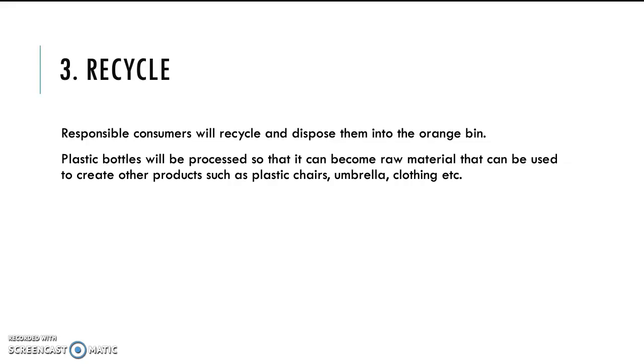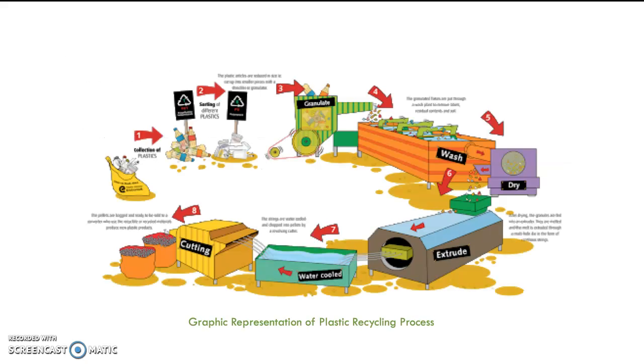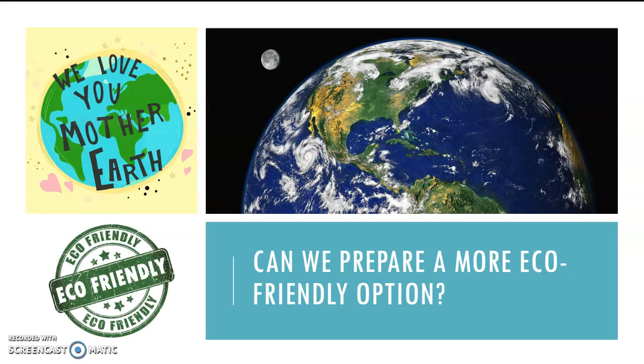So the third one, it will be recycled. Responsible consumers will recycle and dispose of them into the orange bin. Plastic bottles will be processed so that they can become raw material that can be used to create other products such as plastic chairs, umbrellas, clothing, and etc. So here's the process of the recycling.